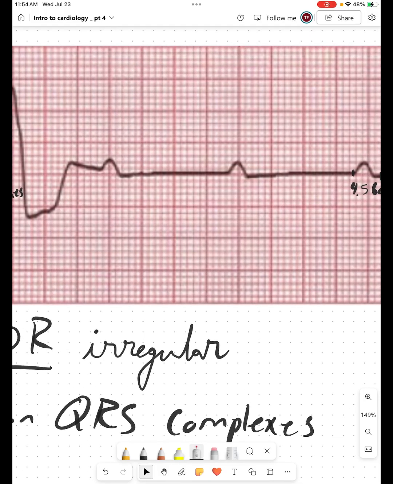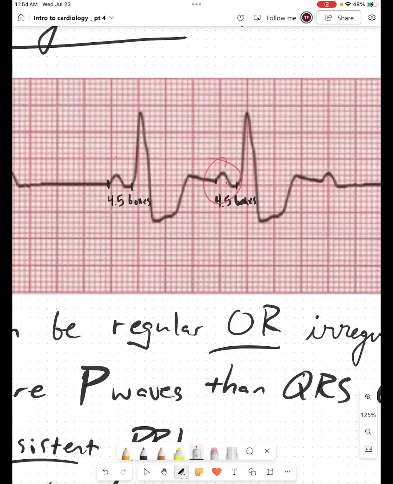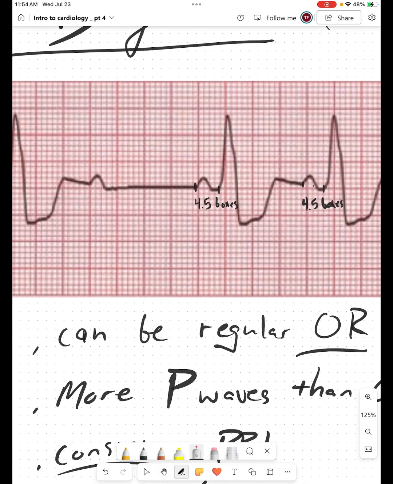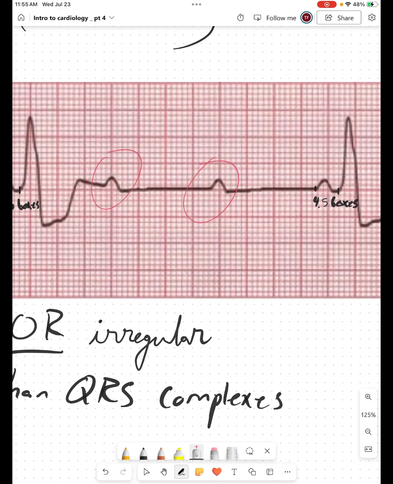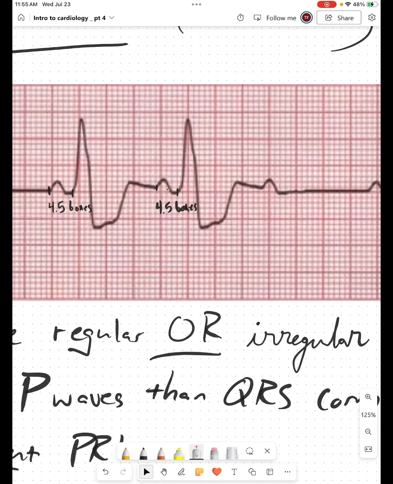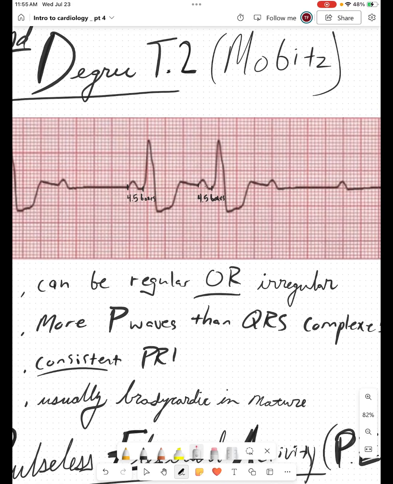Now you'll notice, though, that there are numerous P waves without a QRS complex. Sorry, I'm just circling P waves now at this point, but this one doesn't have a complex, this doesn't have a complex, this doesn't have a complex. So we have a mismatch. This block is becoming more severe.